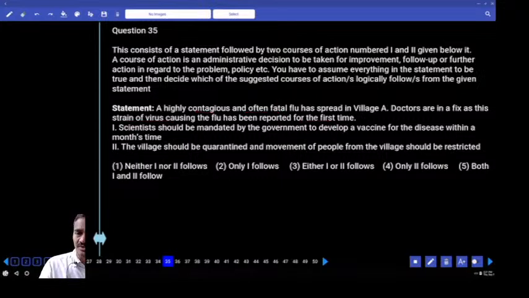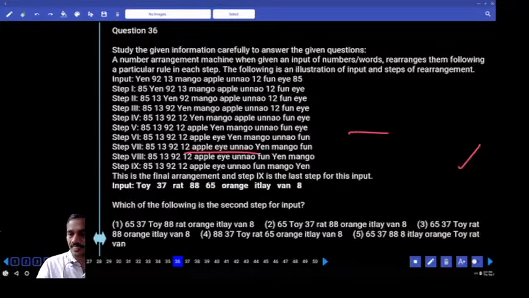Scientists should be mandated by the government to develop a vaccine. By developing a vaccine, we can stop the spread and cure that, isn't it? Second, the village should be quarantined and movement restricted. By following these two methodologies, definitely this problem can be solved. Hence both 1 and 2 is the choice for question number 35.